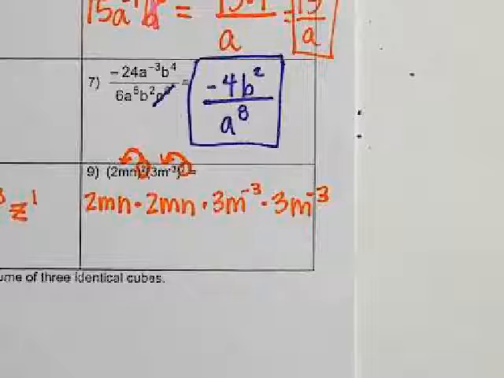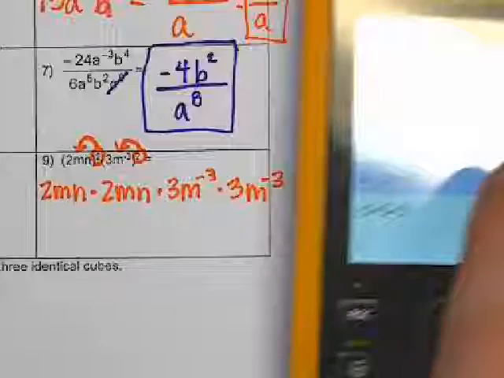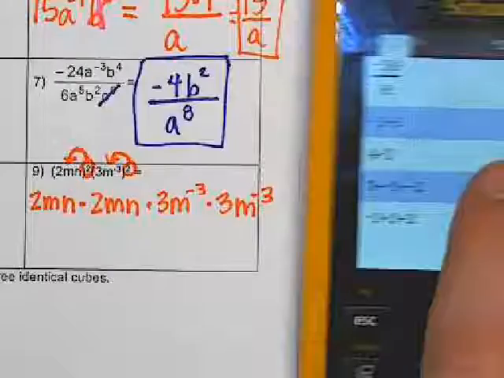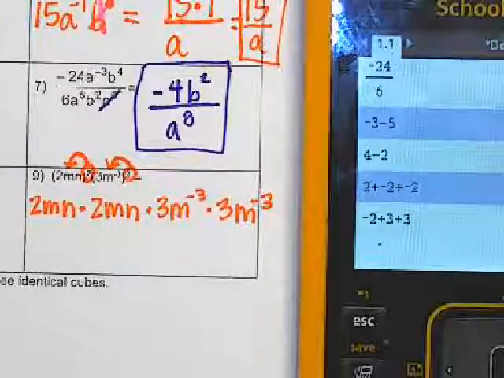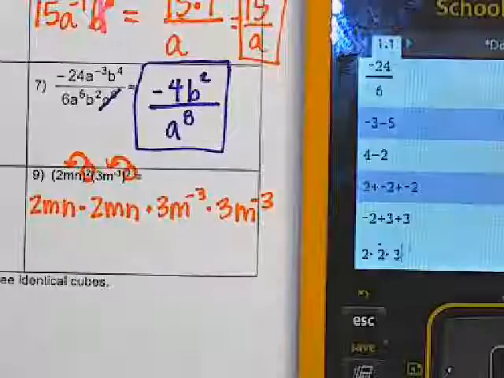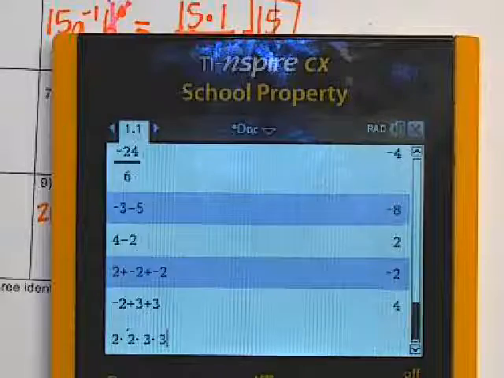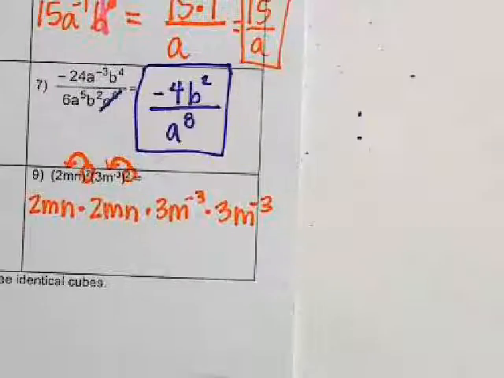Okay, I expanded all of it. Now what? Levi, pick your head up, please. Multiply the big number. Okay, I'm going to multiply the big numbers. Levi, pick your head up, please. And you need to write. Okay, here we go. So I'm going to do 2 times 2 times 3 times 3. My big numbers. And I get 36. So write 36.